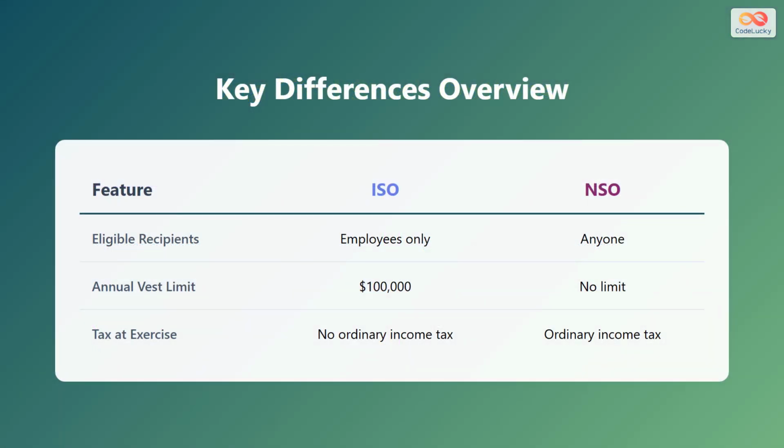Let's compare the key differences between ISOs and NSOs side by side. For eligible recipients, ISOs are restricted to employees only, while NSOs can be granted to anyone. Regarding the annual vest limit, ISOs are capped at $100,000 per year, whereas NSOs have no limit. The most significant difference is taxation at exercise. With ISOs, there's no ordinary income tax due at exercise if held properly, but NSOs are subject to ordinary income tax on the spread between the strike price and fair market value at the time of exercise.